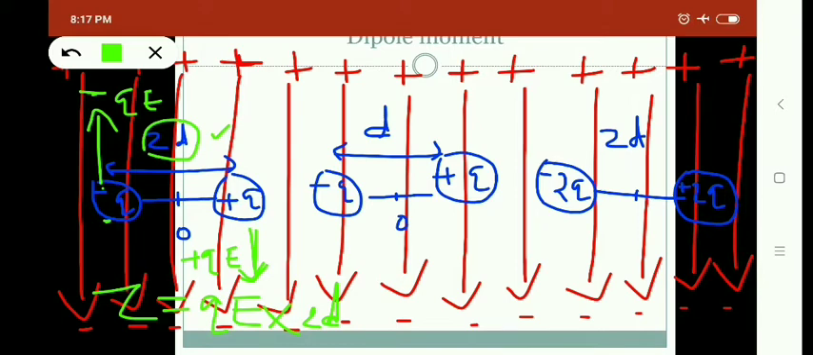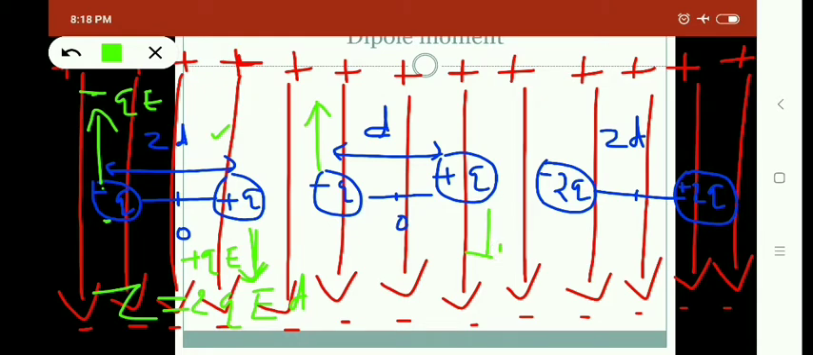So what is the torque here? Q into 2D, that means you can write it like this, 2QED. So torque can be written like this, 2QED. Right? Now, consider the second dipole. In the second dipole, what happens? This minus q charge is attracted to the positive charge and the plus q charge is attracted to the negative charge. So what will be the force here? Yes, two equal and opposite forces act here.